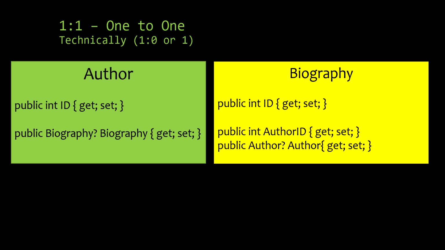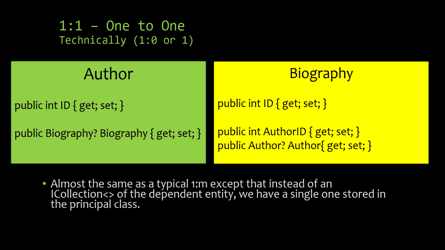Well, it could be as simple as this. Now, at first glance, you might think, hey, that looks just like a one-to-many relationship. What is different? Well, it is almost the same as a one-to-many, except instead of an ICollection of the dependent entity, we have a single one stored in the principal class. So you notice in author, we only have one biography. Hence, it's a one-to-zero-or-one in this case, because it's not required to have a biography. But the foreign key looks pretty much the same.